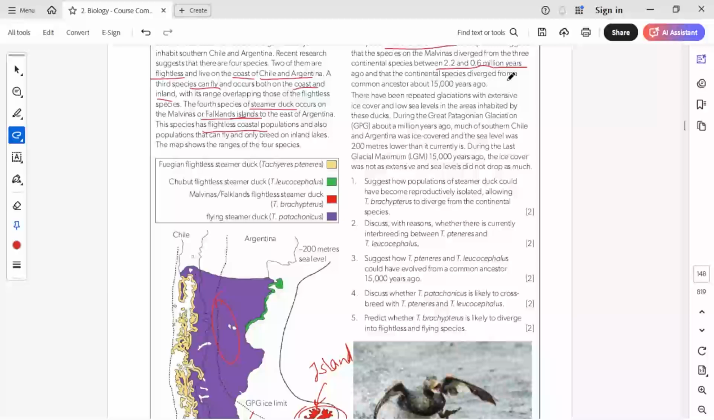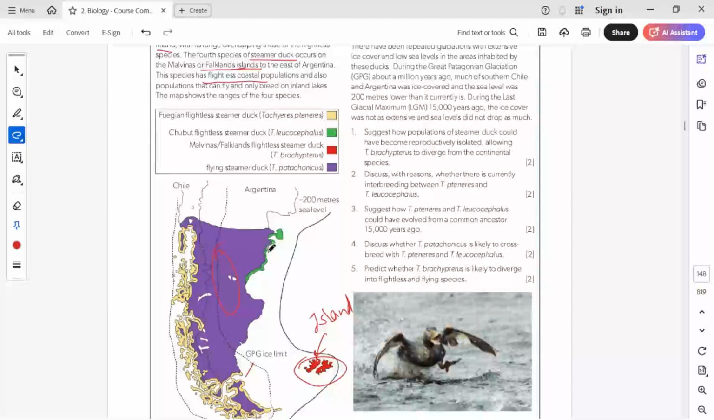And that the continental species diverged from the common ancestor about 15,000 years ago. So these are basically the continental ones, these three. During the Great Patagonian glaciation, glaciation is the process of glacier formation which took place a million years ago, where the water is converted into glaciers. So much of southern Chile and Argentina was ice covered and sea level was 200 meters lower than it is currently. So earlier the water level was low, which has risen now. So that is why probably these have separated from each other and developed into new species.